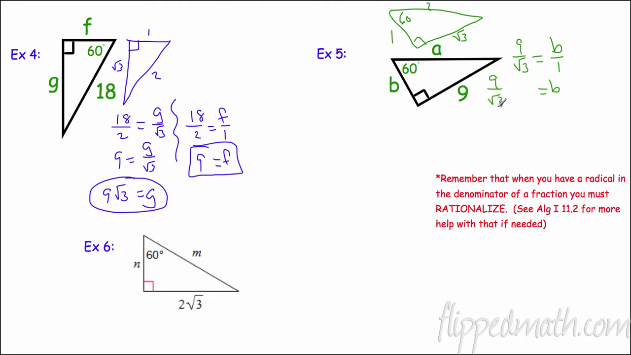Now we have 9 divided by radical 3. All right, 9 divided by radical 3. We have to remember that when you have a radical in the denominator of a fraction, you must rationalize it. And if you're not sure after you see me do this again, you're going to want to go to 11.2. All right, I would hate to fail geometry because I forgot my algebra. So, rationalizing, I take the radical in the denominator and I multiply top and bottom by that radical. So 9 radical 3 is just 9 radical 3. Why did we do this?